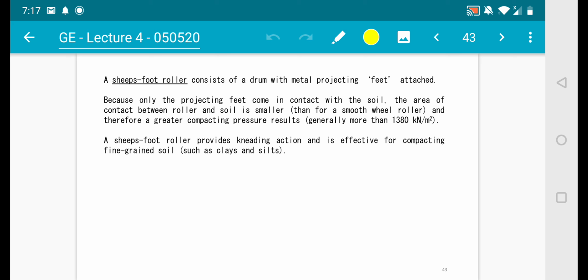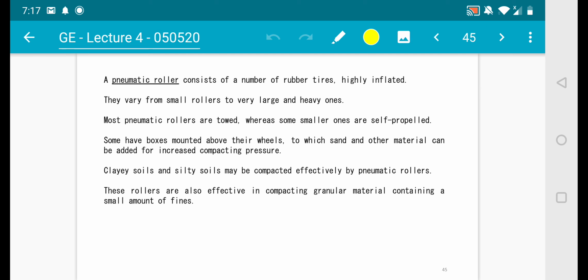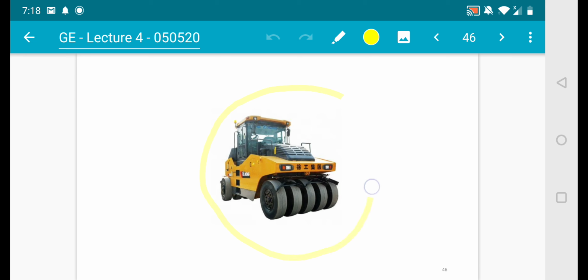A sheep foot roller, this is the second type of roller, consists of a drum with metal projecting feet attached. The third roller, the pneumatic roller, consists of a number of highly inflated rubber tires. Now, all these properties are very important in your decision making at site. So you should know the respective information regarding the types of rollers to choose for your site. Say this is a pneumatic roller.